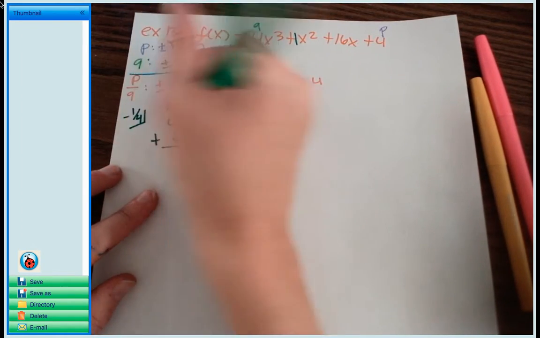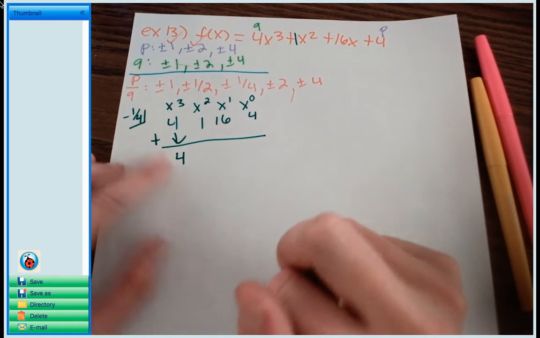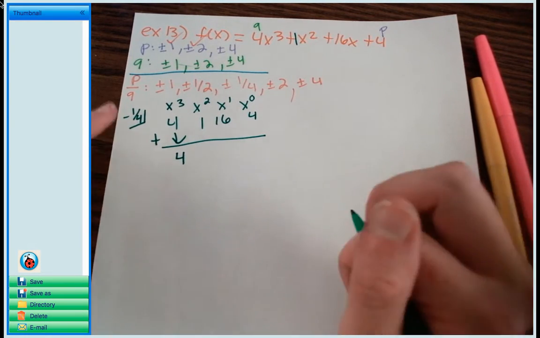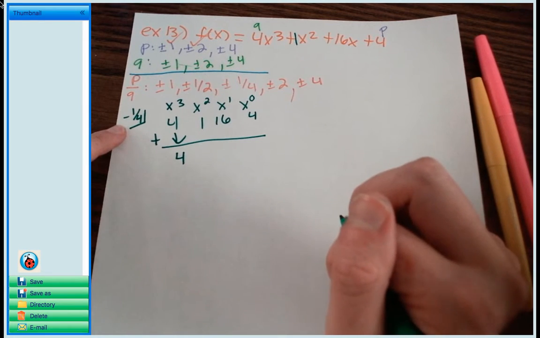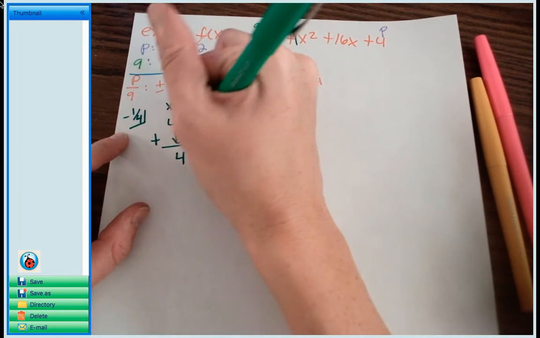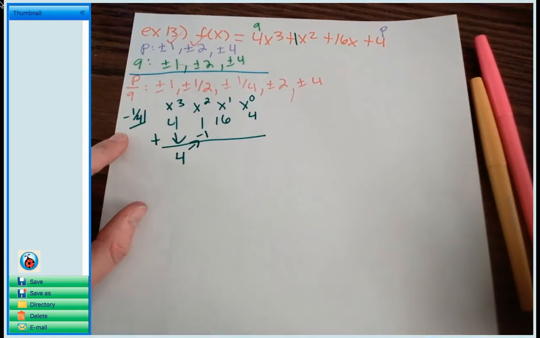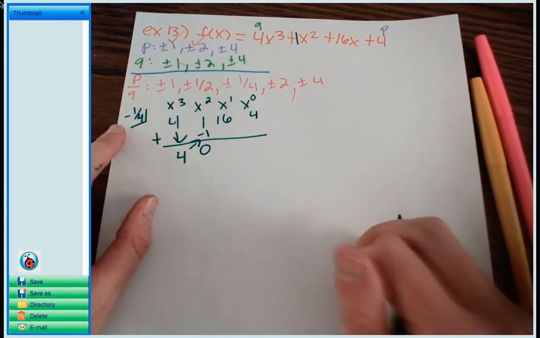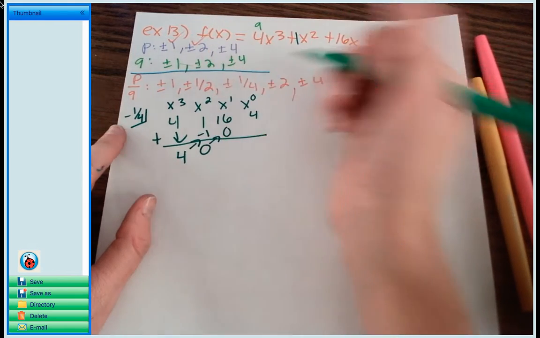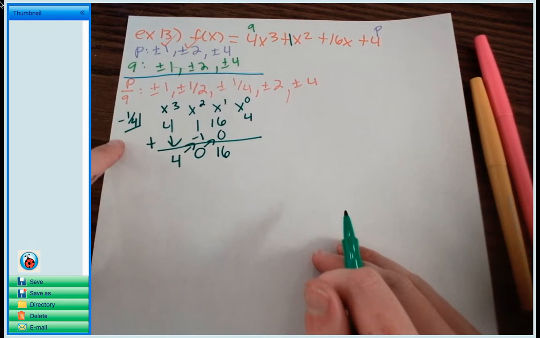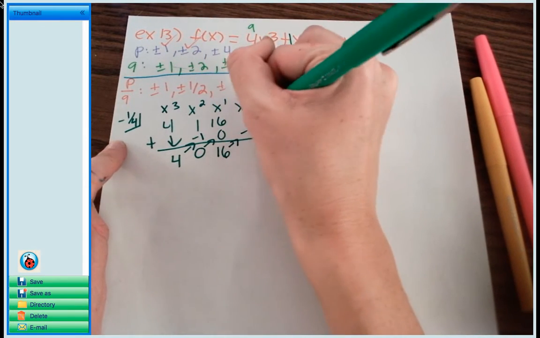All right, let's do this thing. All right, bring down the 4. 4 times -1/4. Now, when you have 1/4, that's like dividing by 4. And since we have a negative, it's like dividing by -4. So 4 divided by -4 is -1. So I'm writing -1. 1 minus 1 is 0. 0 times -1/4 is 0. 16 plus 0 is 16. 16 divided by -4 is -4.